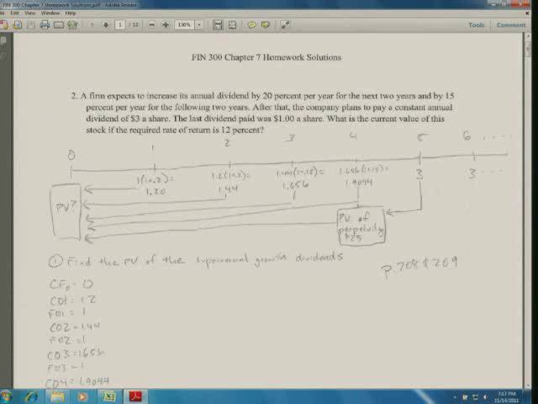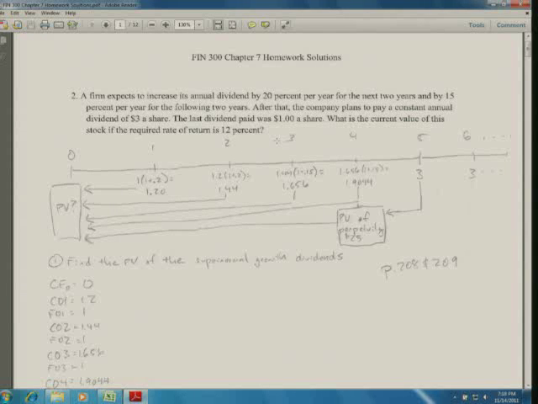Okay, so for number 2, this problem says a firm expects to increase its annual dividend by 20% per year for the next 2 years and by 15% per year for the following 2 years. After that, the company plans to pay a constant annual dividend of $3 a share. The last dividend paid was $1 a share. What is the current value of this stock if the required rate of return is 12%?